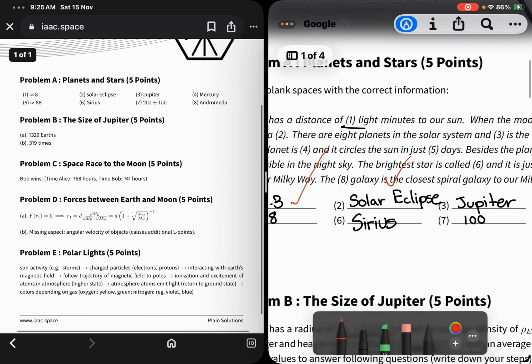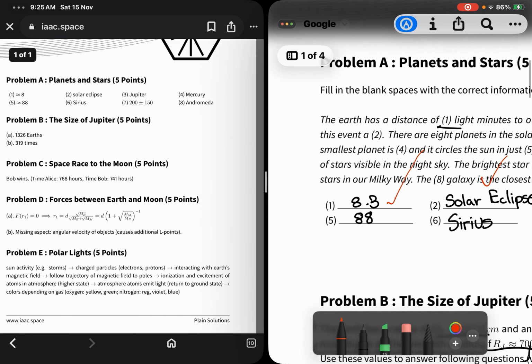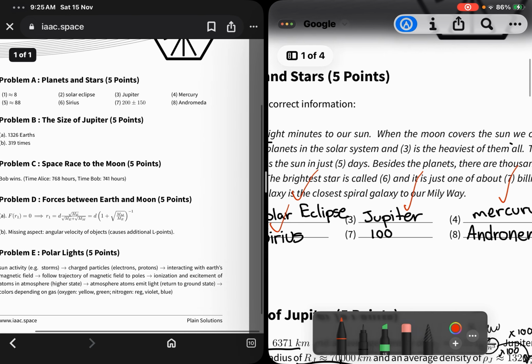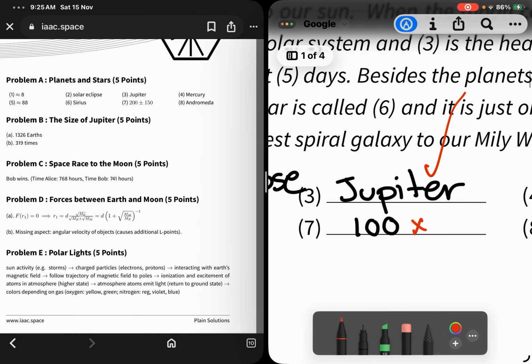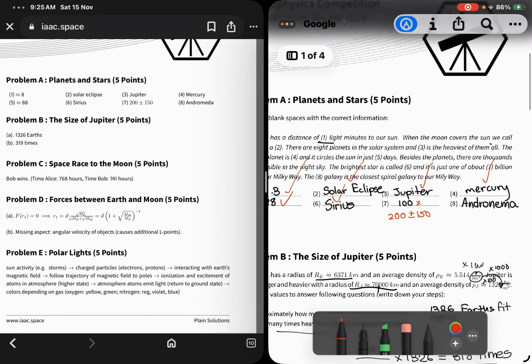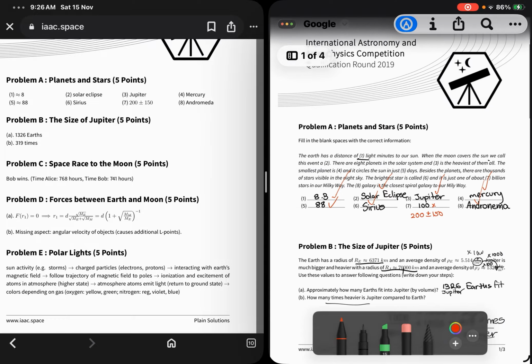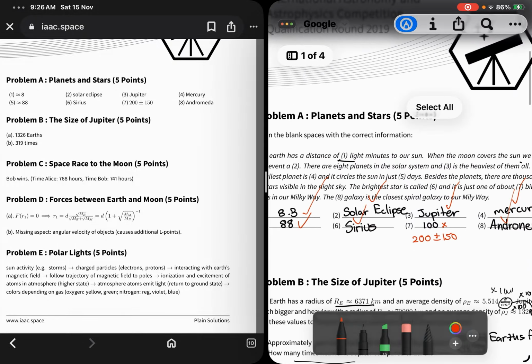Then solar eclipse, Jupiter, Mercury, 8, yeah, Sirius, 200 plus or minus 150. What does that mean? Is it saying that it's in between? No, so it's between 200 and 50,000. And this is Andromeda. Yeah, this is a disappointment, bro. Okay, so this is 5 points, so I'm pretty sure I would get 4 out of 5.